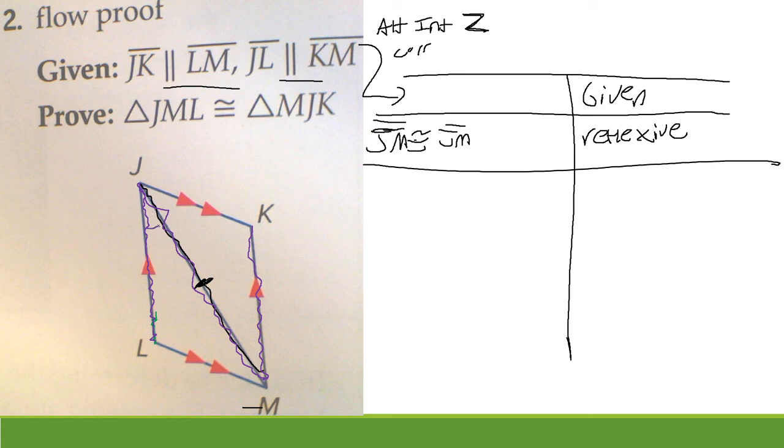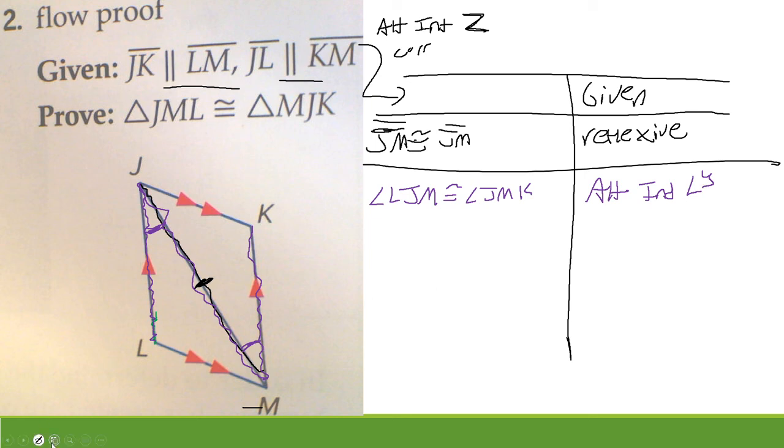So that means that this corner of the Z, angle LJM, is going to be congruent to this corner of the Z, angle JMK. So angle LJM is congruent to angle JMK by alternate interior angles.